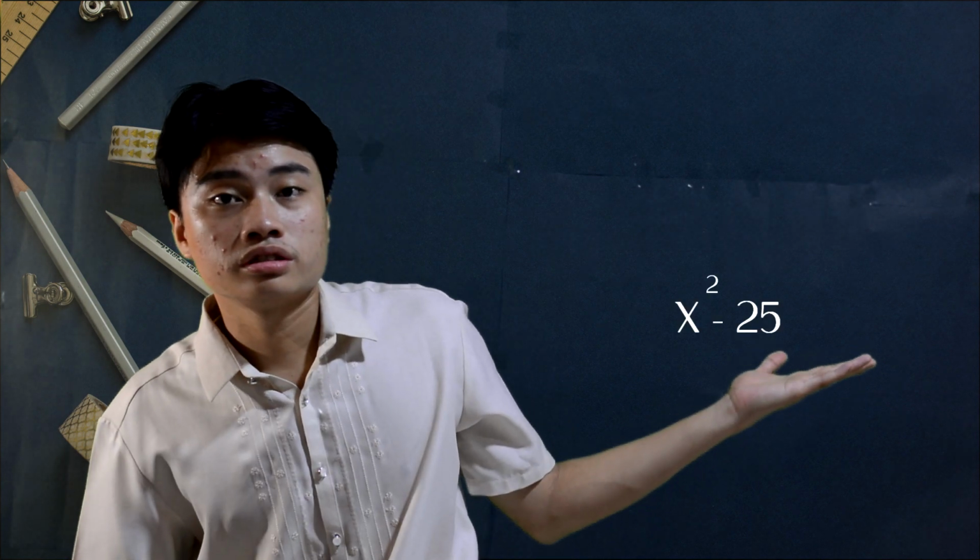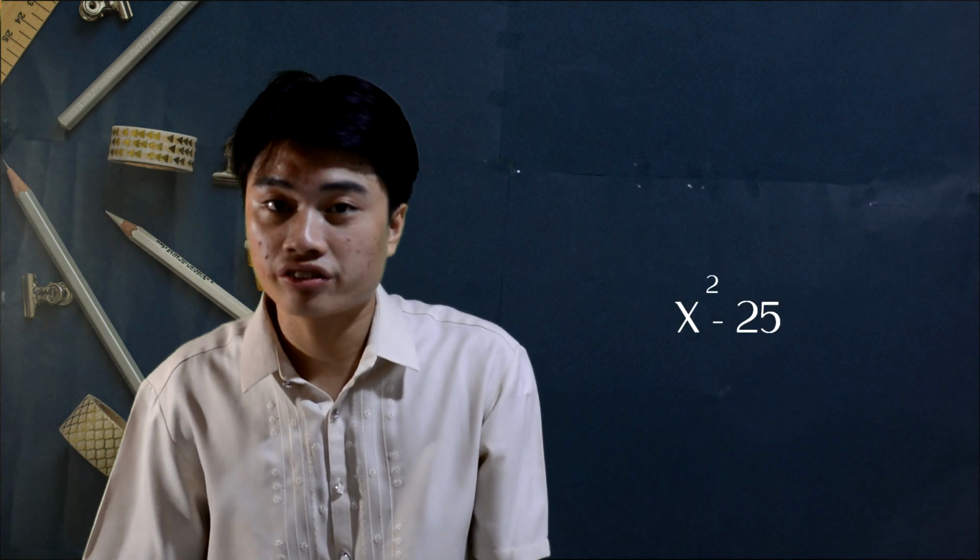To continue our discussion, let's consider this question. How do we solve for a known variable in a quadratic equation? Let's say we have this equation, x squared minus 25. What mathematical concept can we use for it?